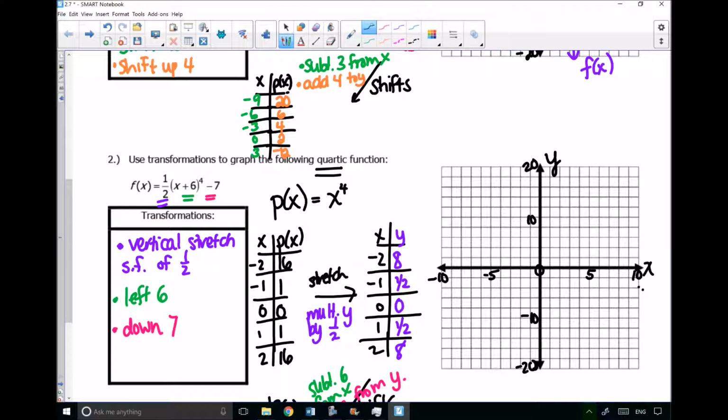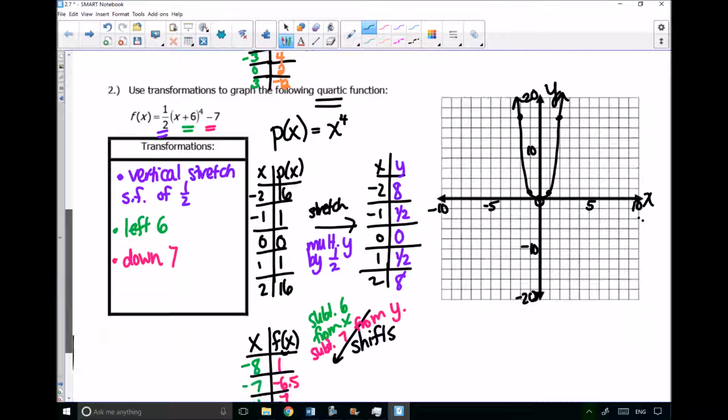So now that I've done that, I can go ahead and graph out my parent function. So negative 2 will correspond with 16. Negative 1 goes to 1, 0 goes to 0, 1 goes to 1, and 2 goes to 16. So right here, I have my quartic function.